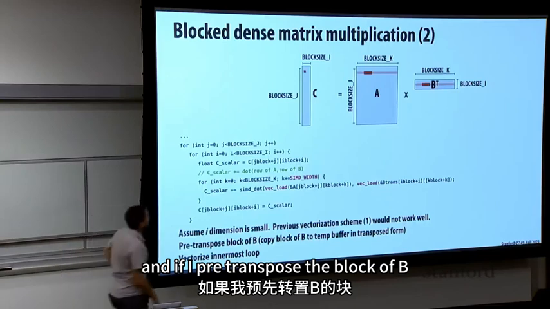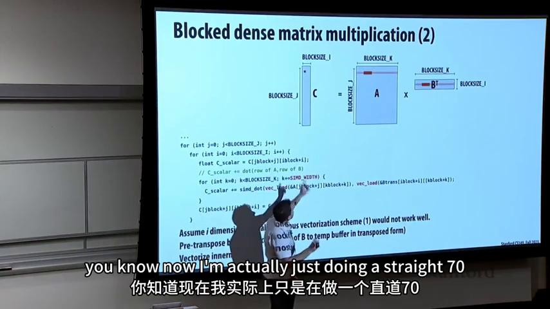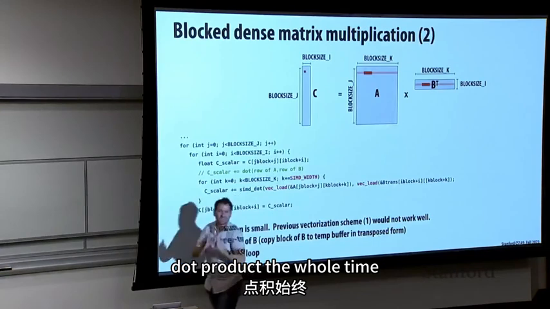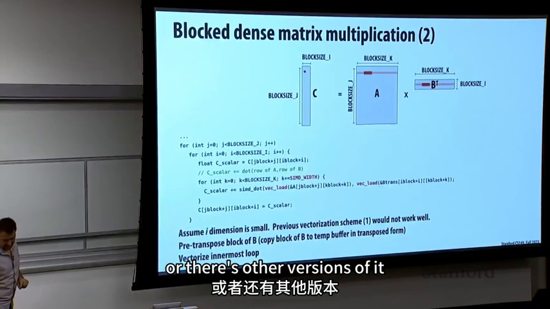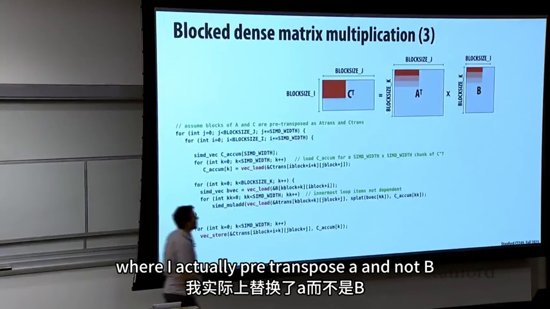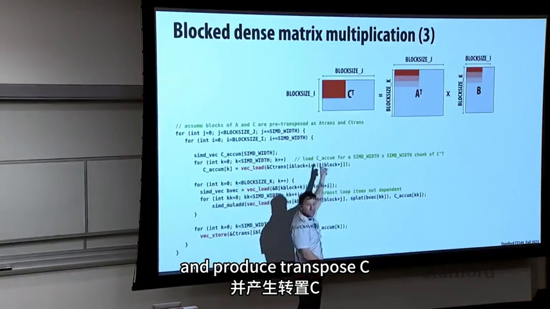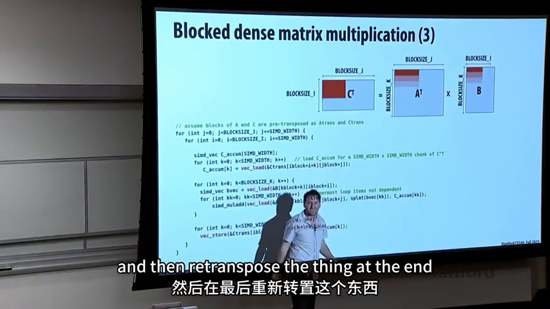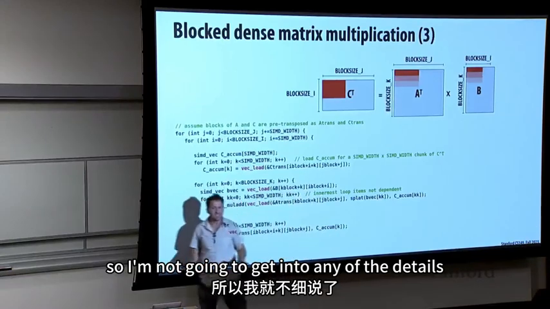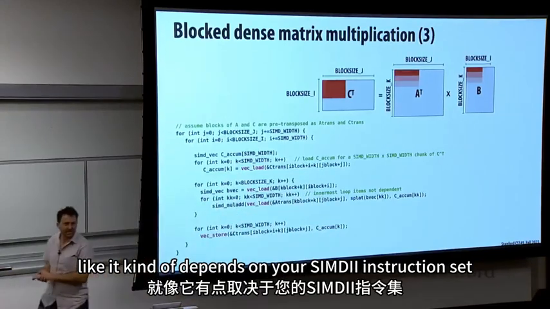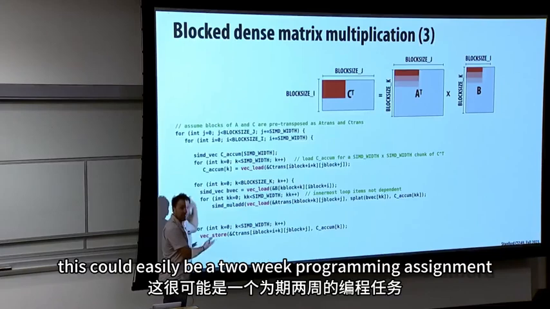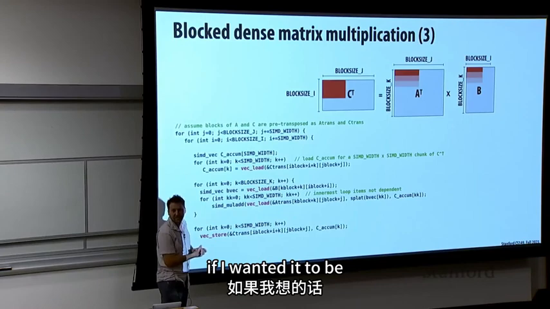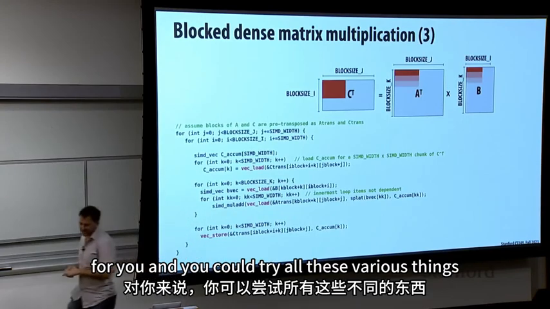And if I pre-transpose the block of B, now I'm actually just doing a straight SIMD dot product the whole time. Okay? Or there's other versions of it where I actually pre-transpose A and not B and produce transpose C and then retranspose the thing at the end. So I'm not going to get into any of the details. It kind of depends on your SIMD instruction set and your machine and stuff like that. My point being is, this could easily be a 2-week programming assignment if I wanted it to be for you. And you could try all these various things.